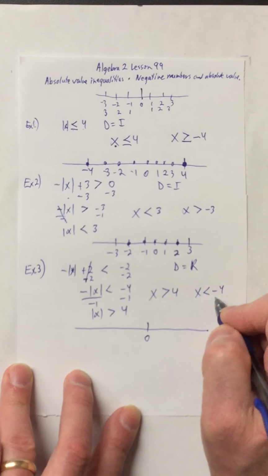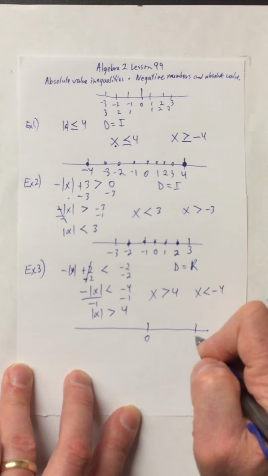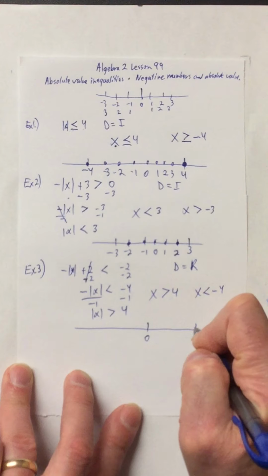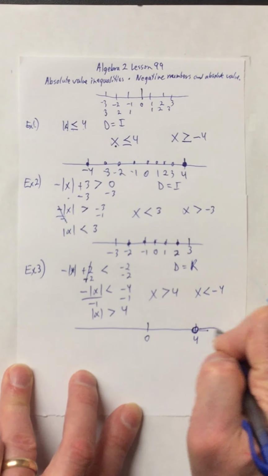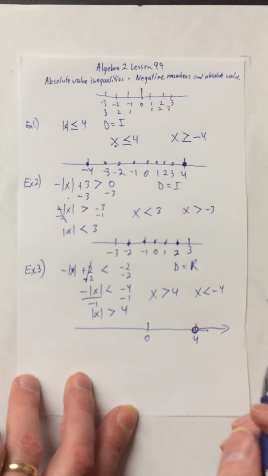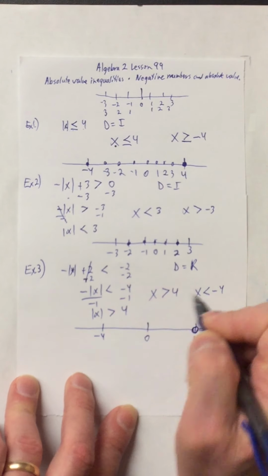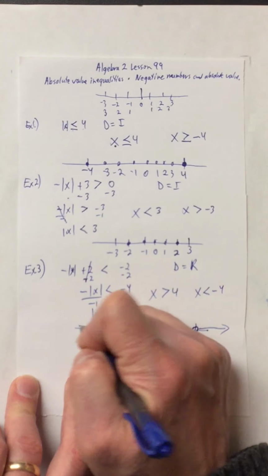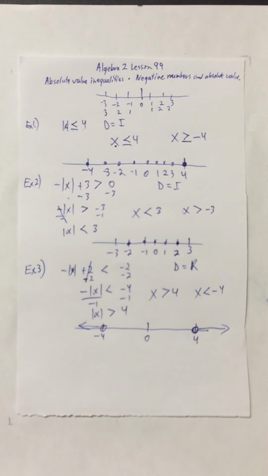Here's my 0. We're going to work on the high end. Here's 4. It doesn't equal it, but we'll do an open circle and it says x is anything greater, so a bar and a line arrow going that way. Over here, negative 4, open circle, line going this way because it's anything less than that.